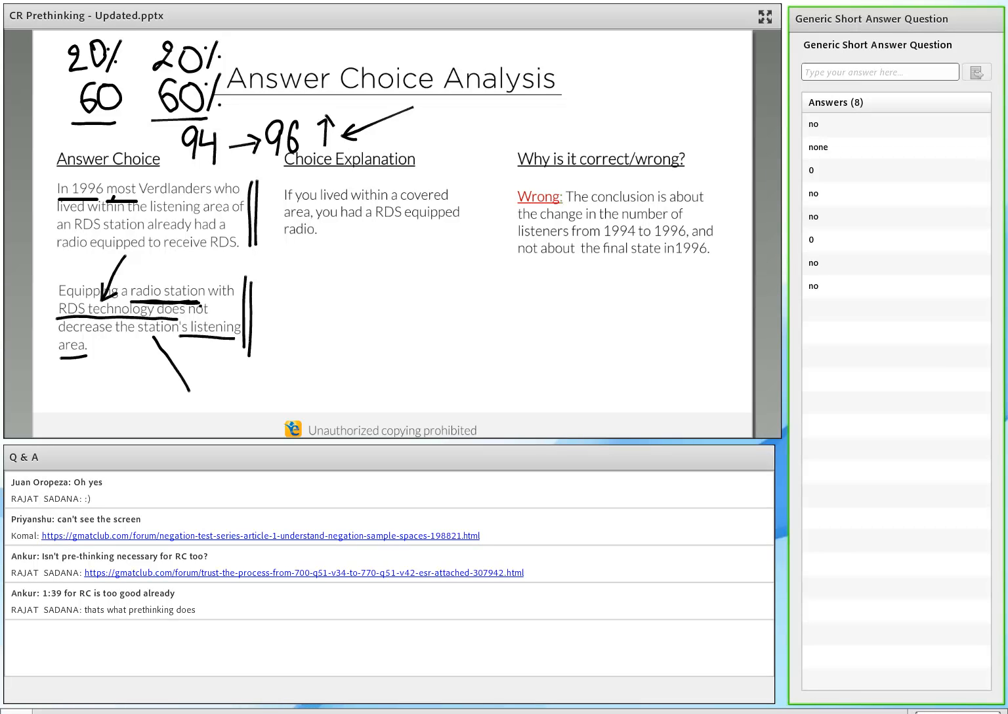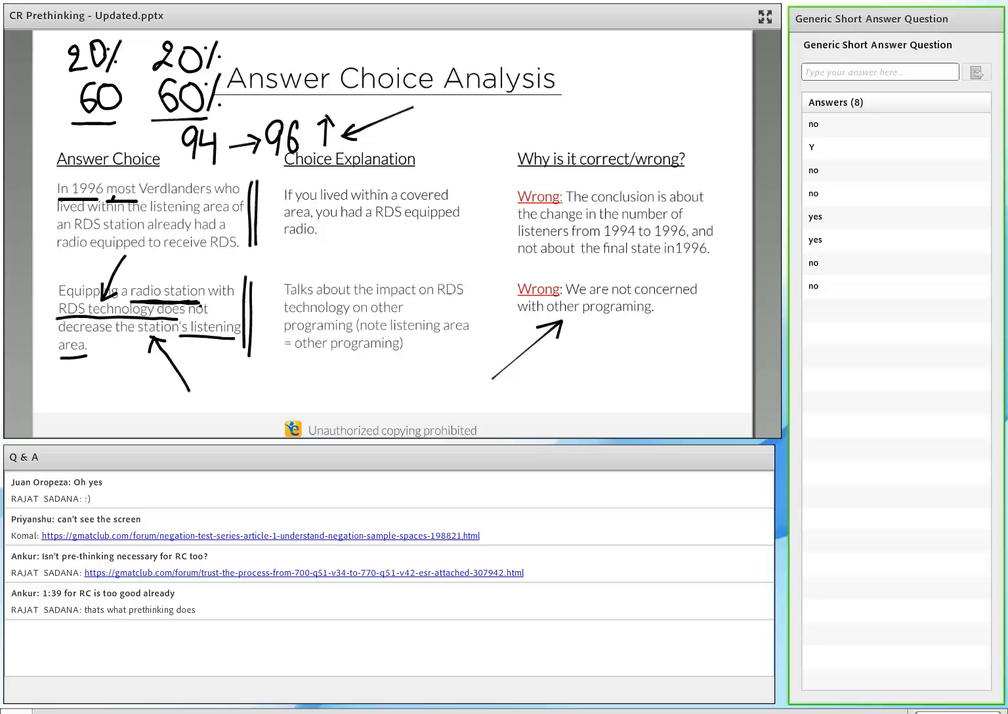So which programming does this worry or impact? It's non-special programming. And we don't care about non-special programming in our conclusion. Our conclusion has absolutely no relationship to that. Is that clear? Why choice C is incorrect? Okay, can I get a few more yeses, please?